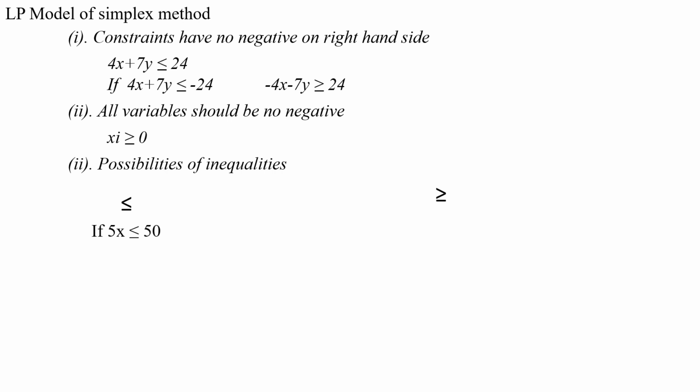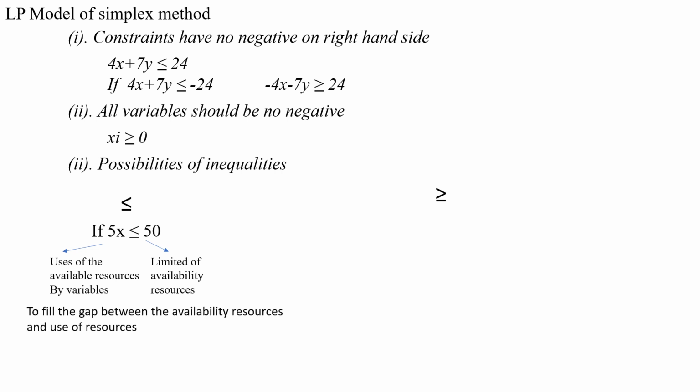Let us consider 5x less than or equal to 50, which means any one decision variable we have to use, with the availability of the resources less than or equal to 50. Here 5x represents the use of the available resources by the decision variables. Here 50 indicates the limited availability of resources.